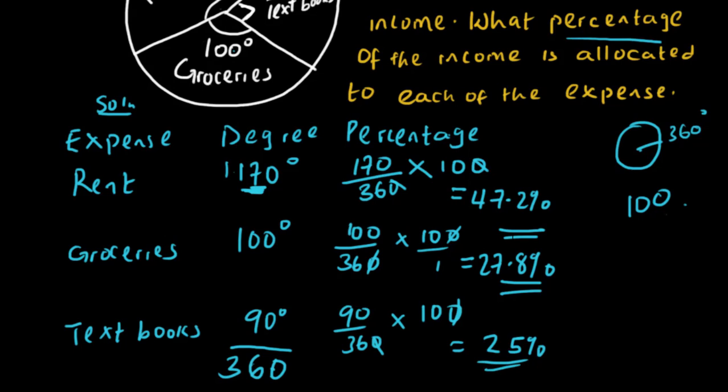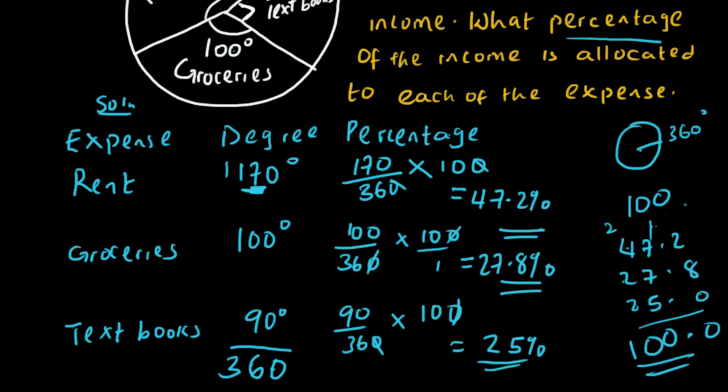And if we add all these up, it should give us approximately 100. Do you get? Can we try that? So we have 47.2, 27.8, 25.0. 8 plus 2 is 10, 0 carry 1. 1 plus 7 is 8, 8 plus 7 is 15. 15 plus 5 is 20. So we have 0 carry 2. 2 plus 4 is 6, 6 plus 2 is 8, 8 plus 2 is 10. Can you see? So do you now understand how to convert from degrees to percentages?